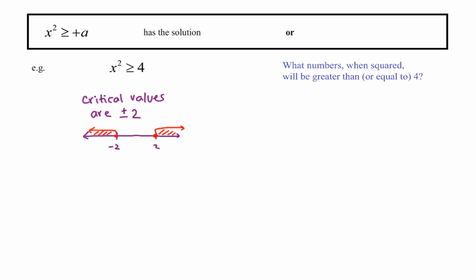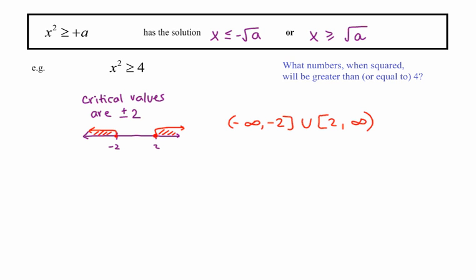So our solution here is between negative infinity and -2, or, the union, between 2 and infinity. If we compare that, when is x squared greater than or equal to a, if we write this as an inequality, it would be when x is less than or equal to -√a, or when x is greater than or equal to positive √a. There's a plus or minus, because our critical values would be plus or minus √a.